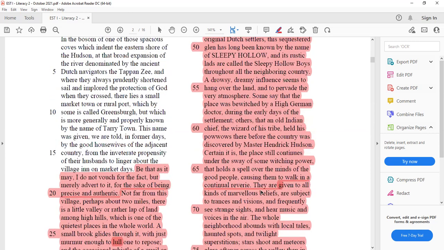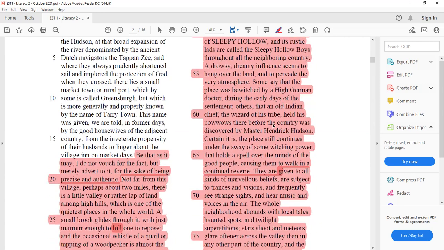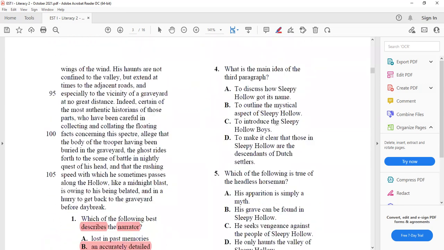Mister, we find that he's describing the land. All of the passage here, or all of the paragraph, is describing the land. Let's go to the choices. To discuss how Sleepy Hollow got its name? No, it doesn't talk about how it got its name. It's not in this paragraph.